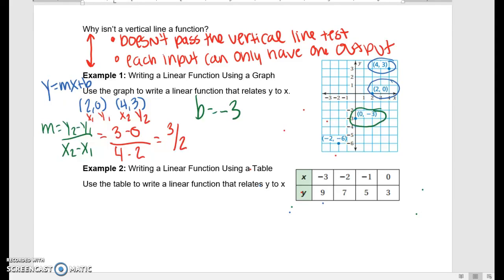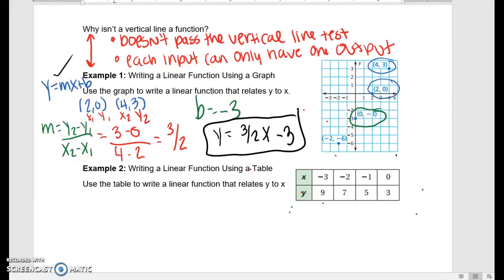So now you have your slope, you have your y-intercept. The last step is to put it all together. So we're using this equation right here. y equals, replace your m with the slope we just figured out. Replace the b with the y-intercept we just figured out. And this would be your answer: y equals 3/2 x minus 3. So once you find your slope, then you find your y-intercept and replace it within the original equation.